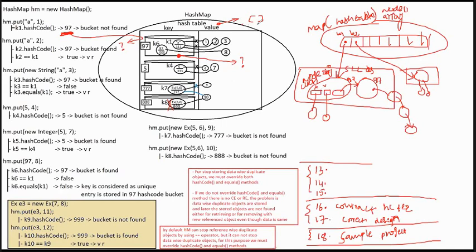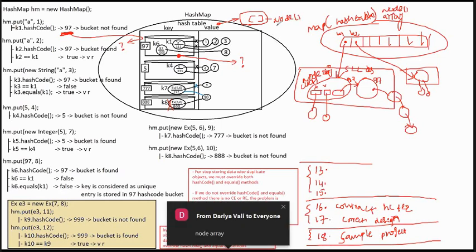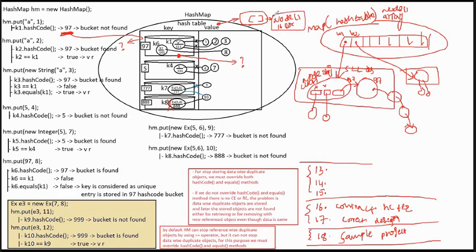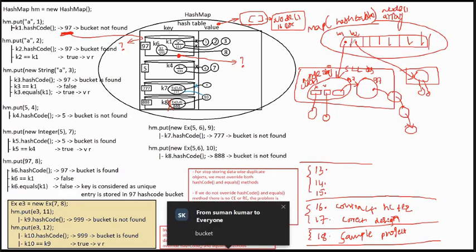Now, the first question I have answered. How is the hash table data structure implemented? It is implemented by using a node array. What is the capacity of this node array? 16 locations. Each location represents one bucket. Come on, one bucket. The bucket is nothing but one location.